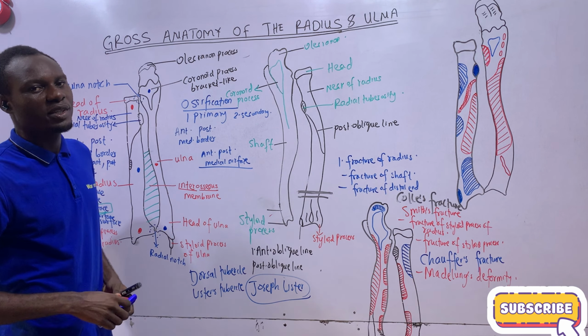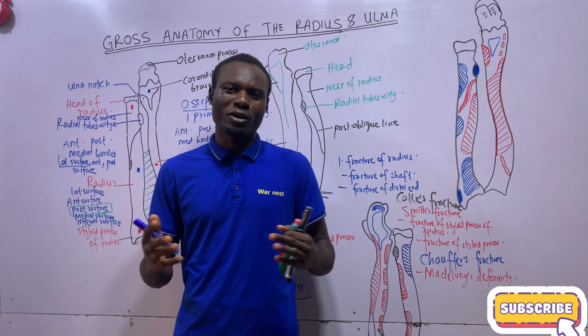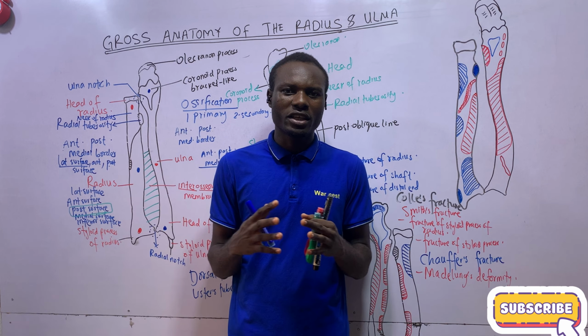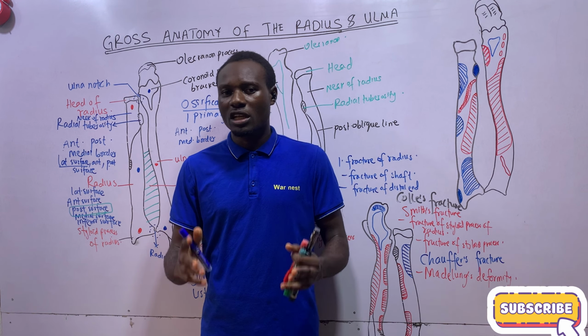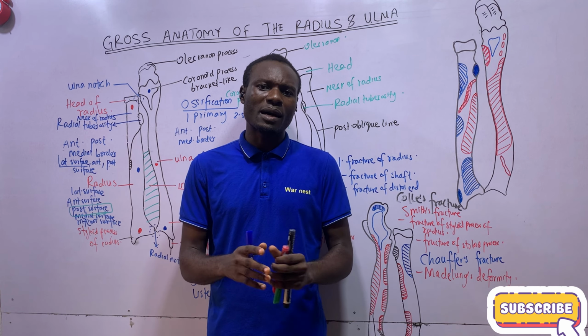So many scholars have been able to give in-depth explanation of the basic features of the radius and the ulna, and we've also talked about their definition and what is joining them together. Both bones possess nutrient foramina, the nutrient foramen for the radius and the nutrient foramen for the ulna, and that is how they receive their blood supply.